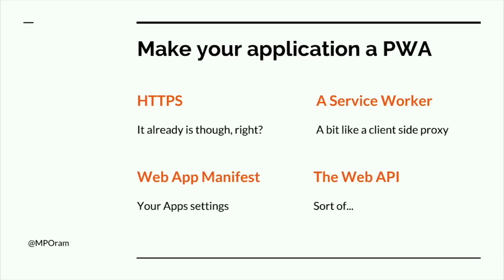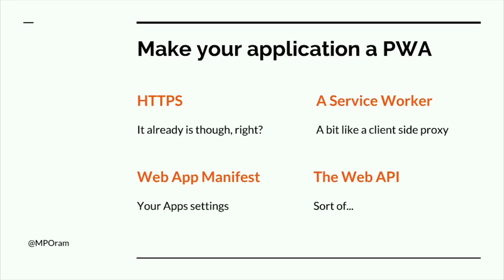So how do we do a PWA? How do we convert? Actually, you need 3 things for your application to be considered a PWA. I've got 4 on there because it made my slide symmetrical. So you need HTTPS, but you're all already doing that, obviously. You need a service worker, which is a bit like a client-side proxy, and we're going to have a look at that in a minute.